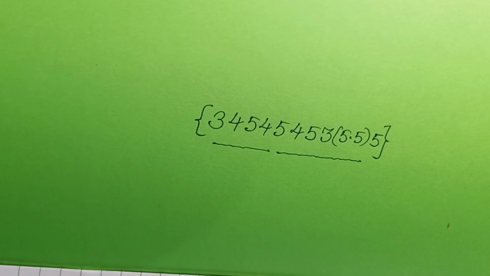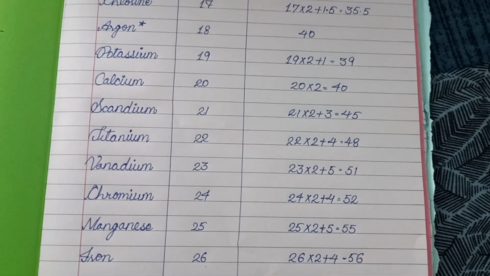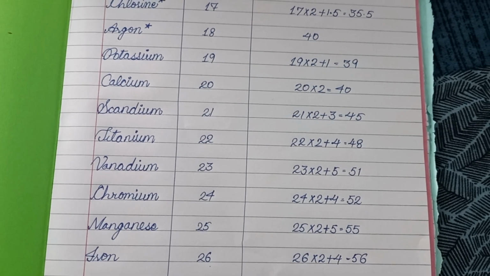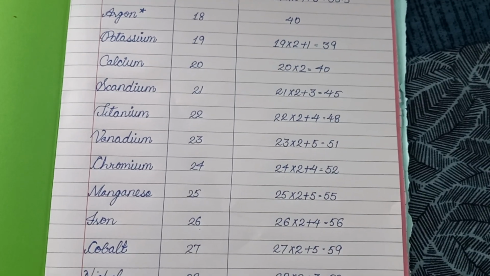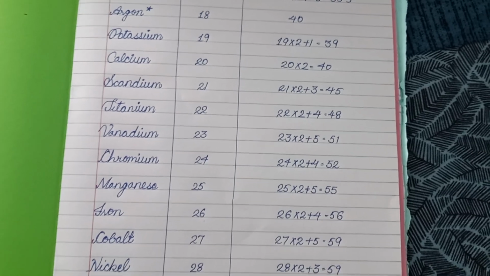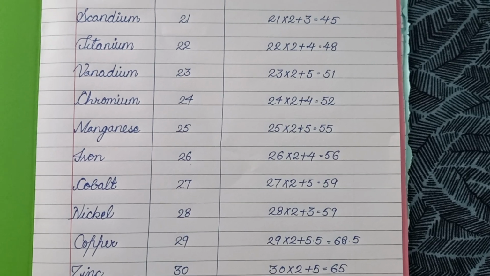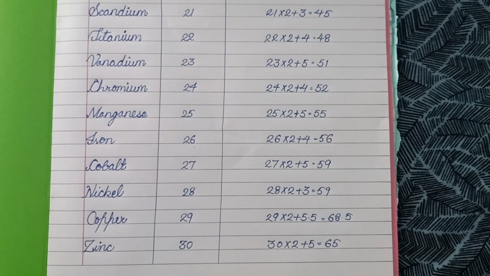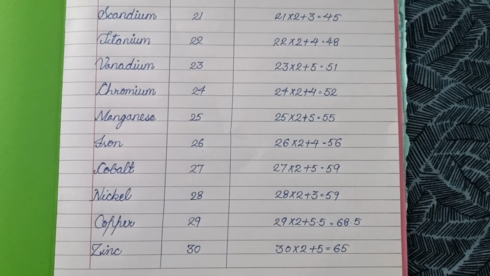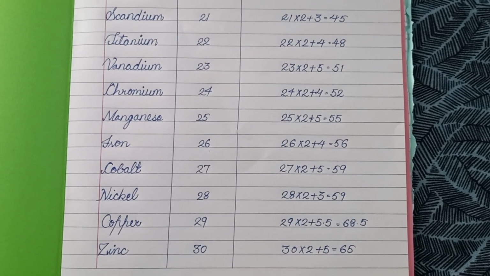Then in the case of vanadium, with atomic number 23, 23 multiplied by 2 plus 5 is 51. Chromium, 24 multiplied by 2 plus 4 is 52. Manganese, 25 multiplied by 2 plus 5 is 55. Same trend you need to follow with cobalt: 27 multiplied by 2 plus 5 is 59.